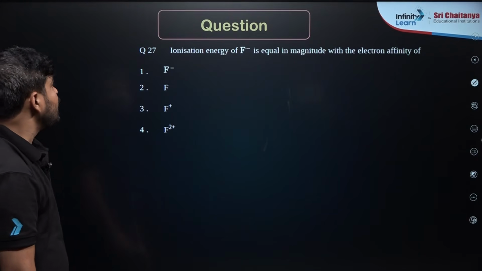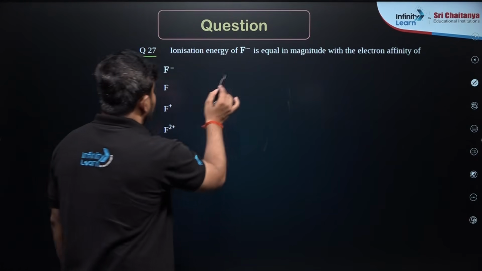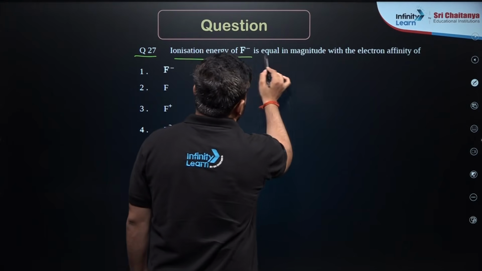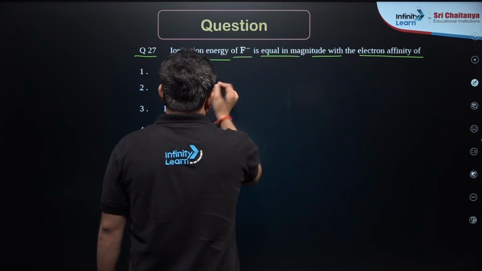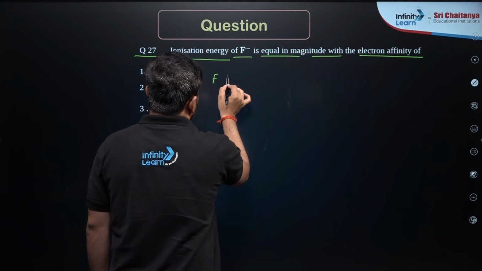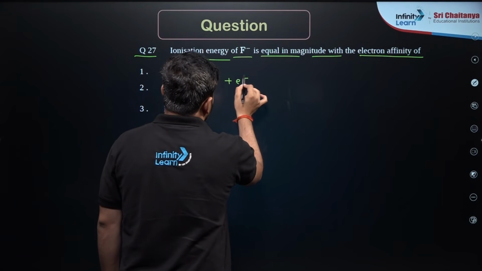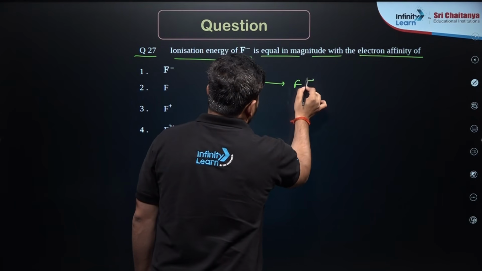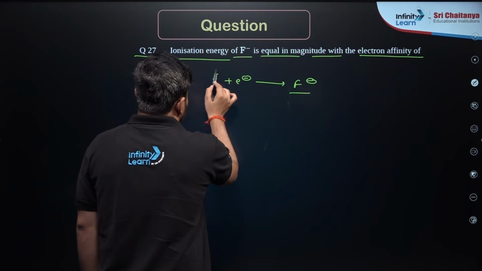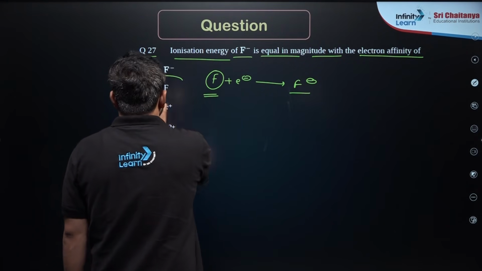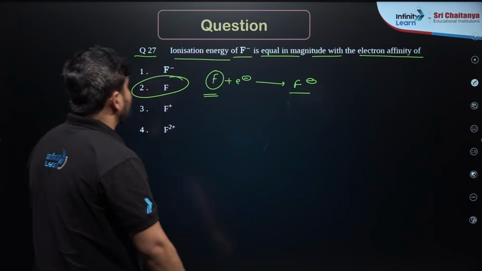Now I am coming to the next question, question number 27. Ionization energy of F minus is equal to the magnitude of the electron affinity. If fluorine gains 1 electron, it is going to convert to F minus. The same condition applies, so it is equal to F only. So the second option is the correct one for this question.